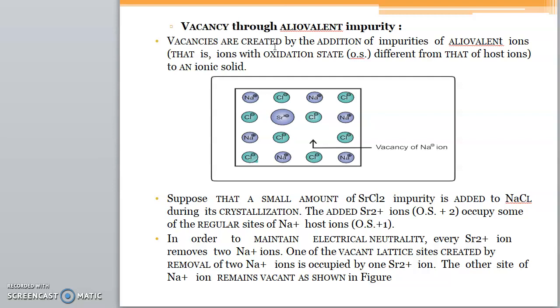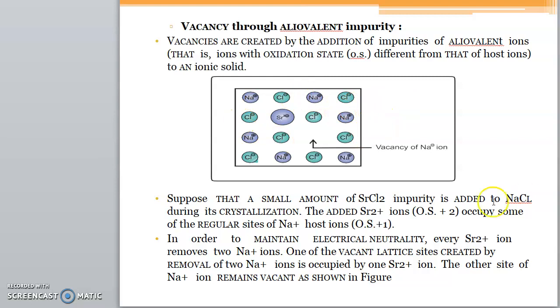Now there is also vacancy that is created because of some impurity. Remember, we are doing impurity defects. Now what is this aliovalent? Vacancies are created by the addition of impurities of aliovalent ions. Now what is aliovalent? Ions with oxidation state different from that of host ions. That means the oxidation state of that impurity that is added is different from that of host.